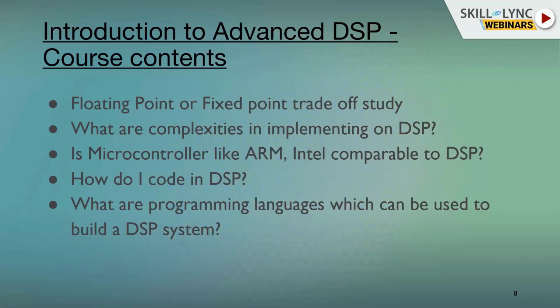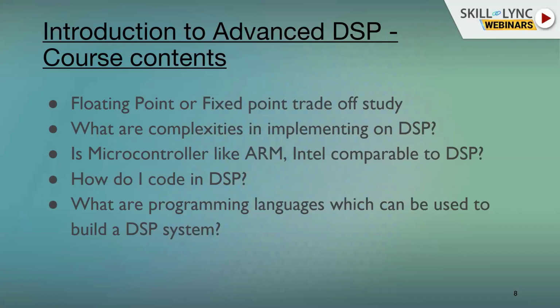One is with respect to the algorithm level parallelism. One is with respect to the module level parallelism, and the third is with respect to the instruction level parallelism. Okay. Now I can use a DSP, but how can I code in DSP?